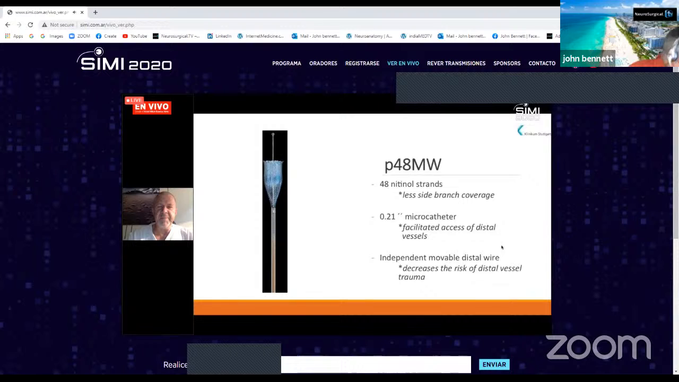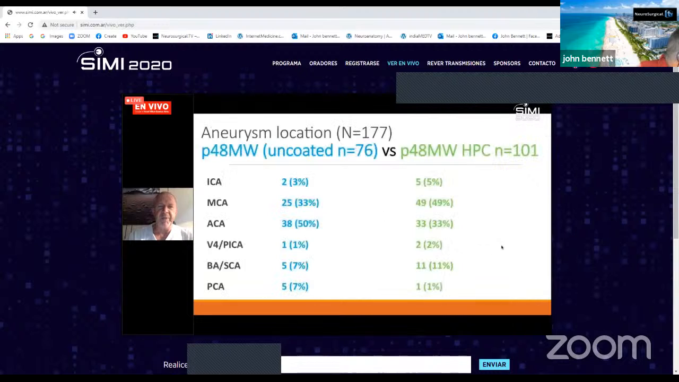It has an independent wire inside, so the wire which is running through the detachment tube and the device itself can be moved independently from the position of the device itself. It can be pushed forward or pulled back. This, of course, offers the opportunity to stabilize the implant during the deployment process, and it allows to pull back the wire in order to avoid distal dissection or even vessel perforation by the wire.